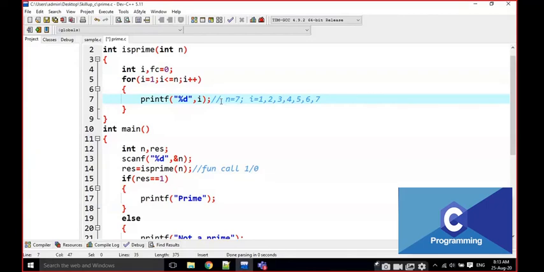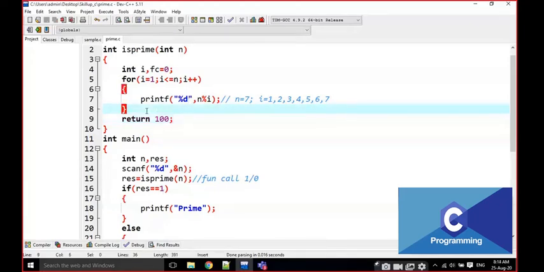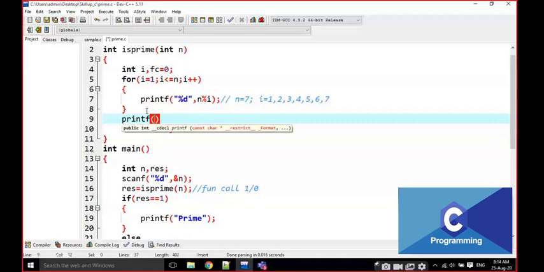Now I am going to check here n mod i. What is that? I am not writing anything here. I am just going to display it, return some 100 like this. For understanding purposes, I am returning 100. That is not the answer. Okay.